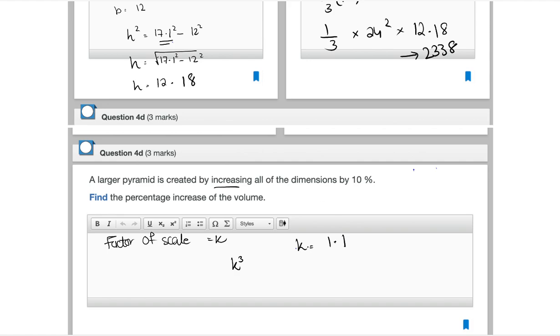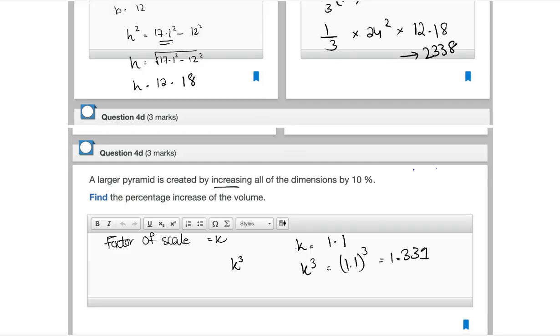So if k is 1.1, k cube becomes 1.1 whole cube. So now what does this become? 1.1 cube becomes 1.331. Okay, this is what it becomes.